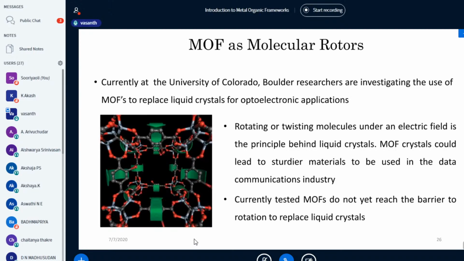It can also be used as molecular rotors. We have seen motors or engines, which are present in all vehicles, and there are molecular machines which can also be present there. And this was made possible with the help of MOFs. So these replace the liquid crystals for the optoelectronic studies.